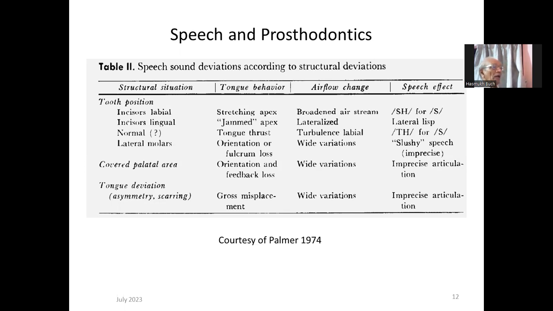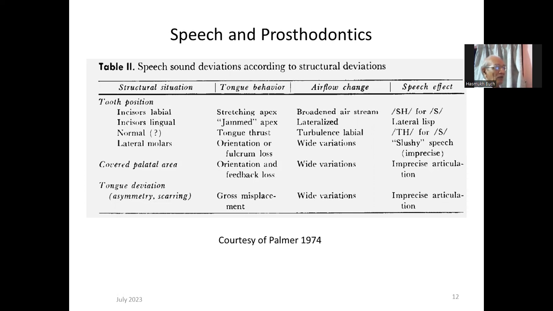So, the occlusion is important. How you set the teeth is important. If there is deformity in the jaw, then that has to be corrected. Usually we give importance to aesthetics and mastication, but speech must be given due recognition. And Mississippi is not enough. You have to go beyond that. Otherwise, if there is any distortion in the speech, you will miss it.